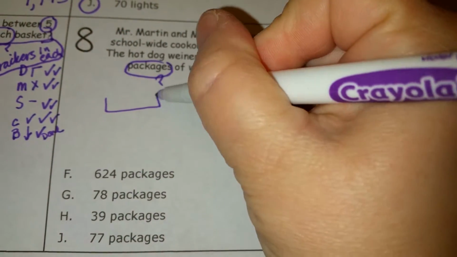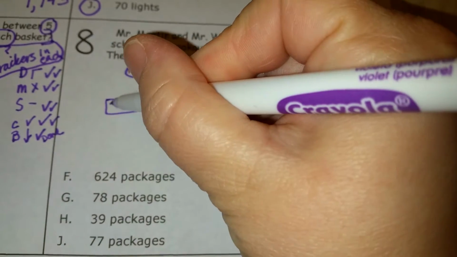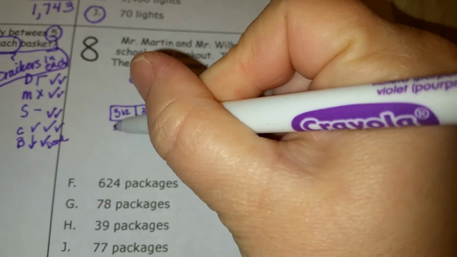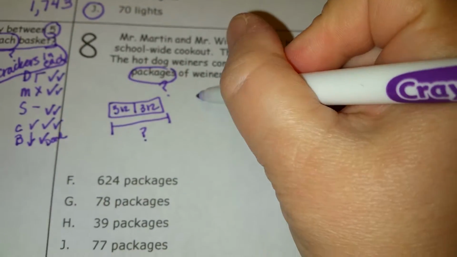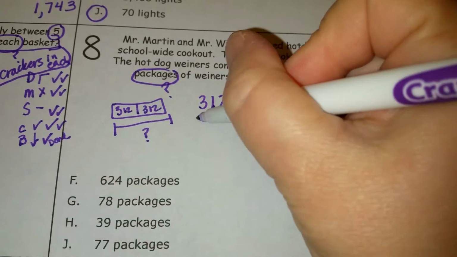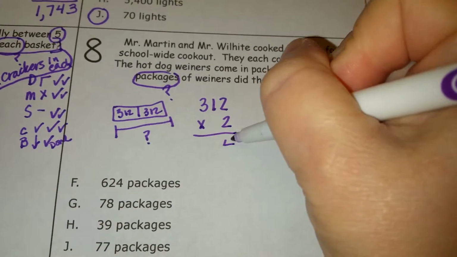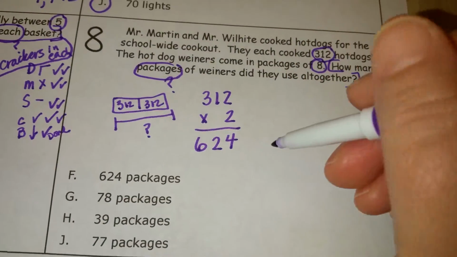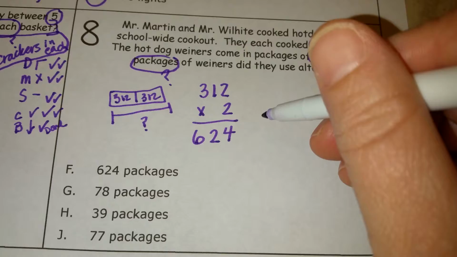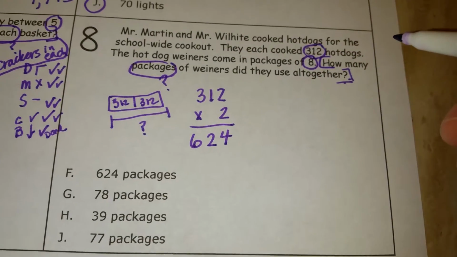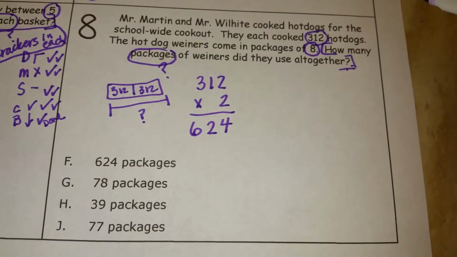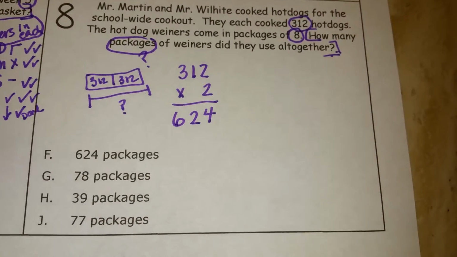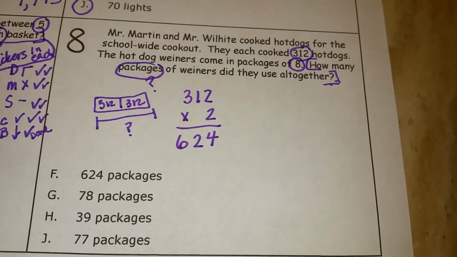So I'm going to draw a strip diagram like this. 312, 312. And I've got to get that total first. So 312 times 2 is 624. Now that's how many hot dogs they cooked all together. So that was my first step. That's like my hidden question was how many hot dogs did they cook all together? Because they just told us that they each cooked that many. So I had to do a little hidden question there first.